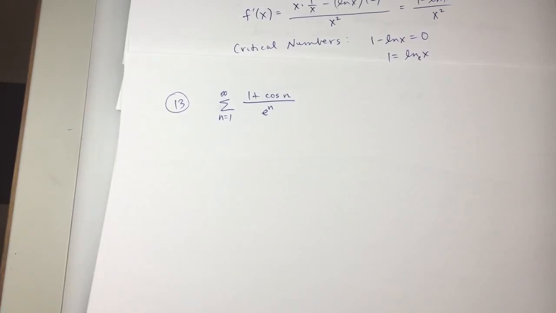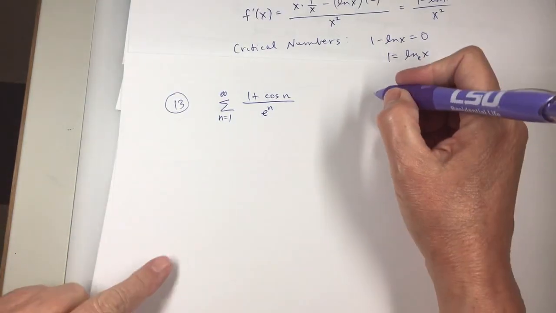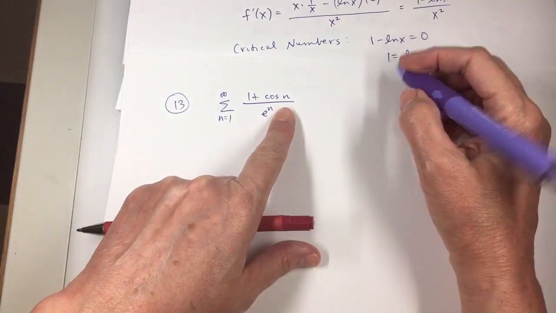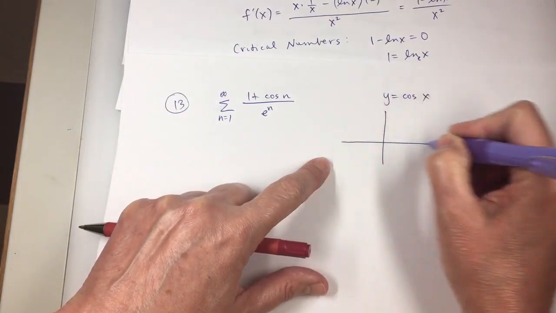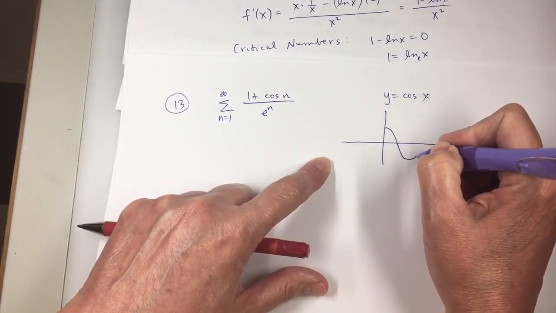So for this question, I see 1 plus cosine n over e to the n. The first thing I'm thinking of is this. What does the graph of cosine n or cosine x look like? It's bounded. That's the biggie. It looks like this.